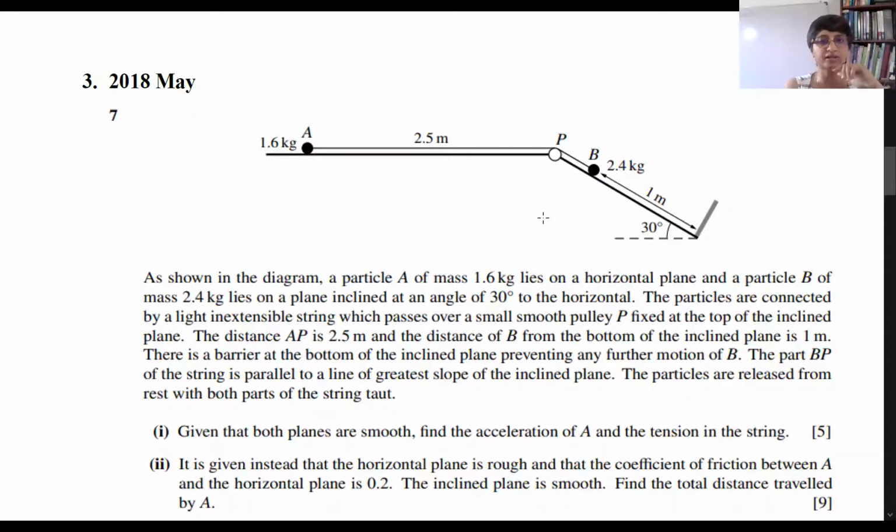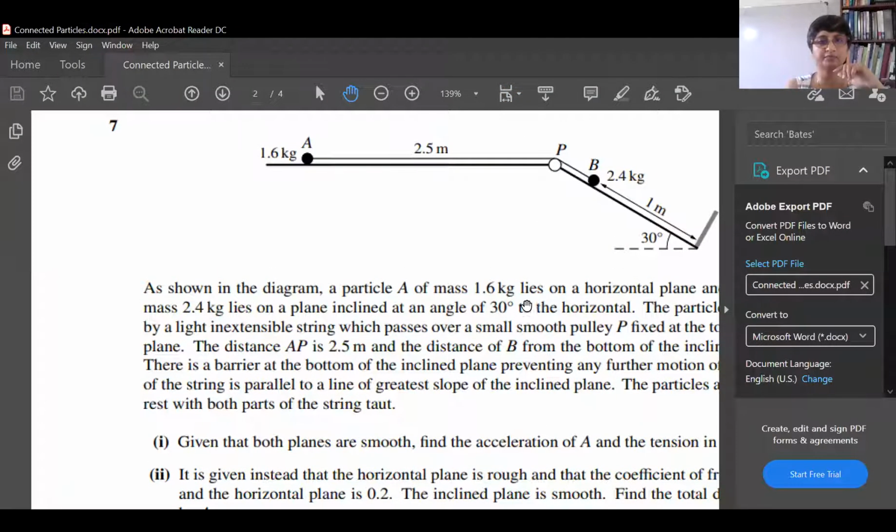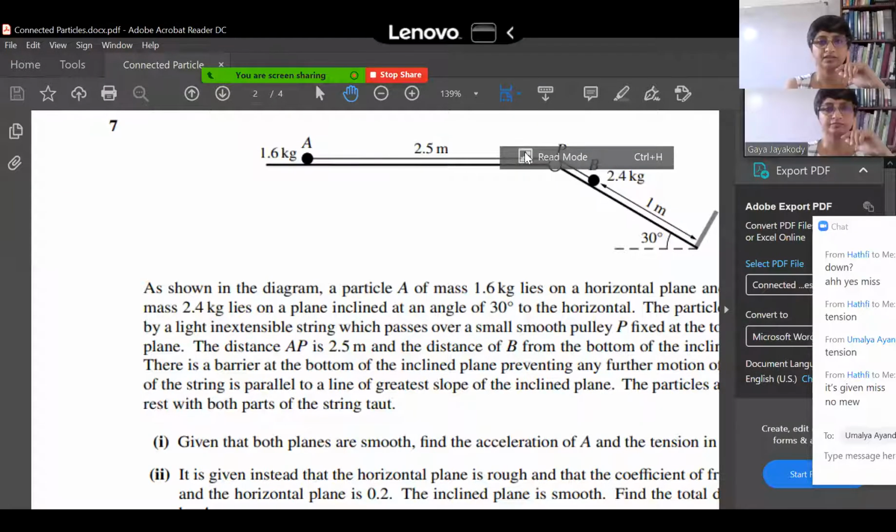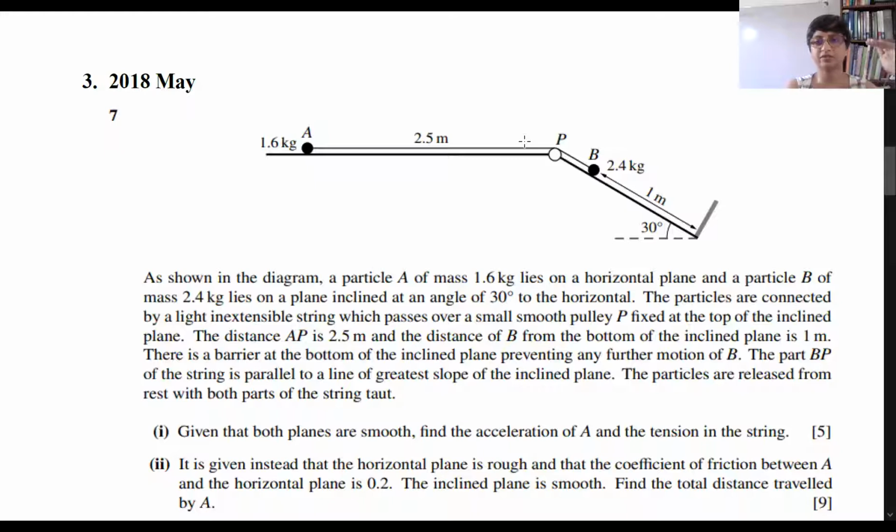As shown in the diagram, A mass lies on a horizontal plane, particle P on an inclined plane of 30 degrees. Particles are connected via a light inextensible string that passes through a smooth pulley fixed at the top of the inclined plane. Now they do not say in the body of the question whether the surfaces are smooth or rough. Maybe it comes later, we'll see.